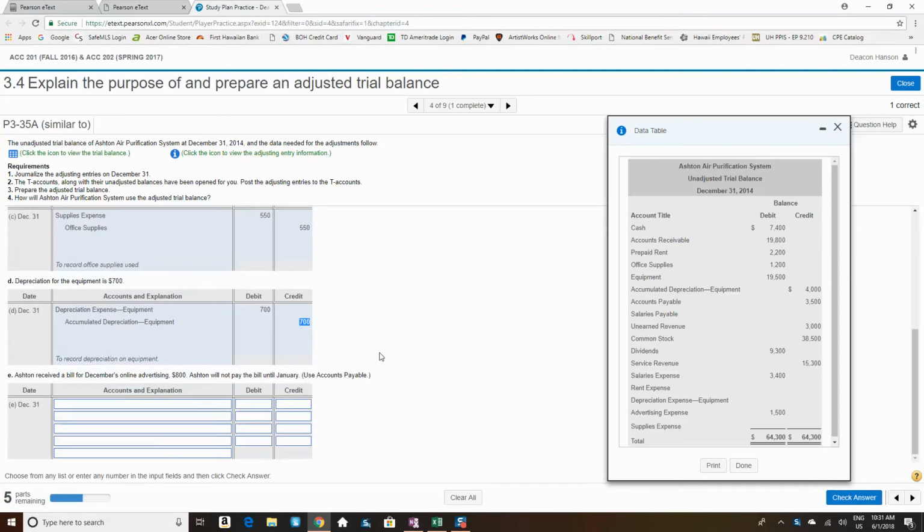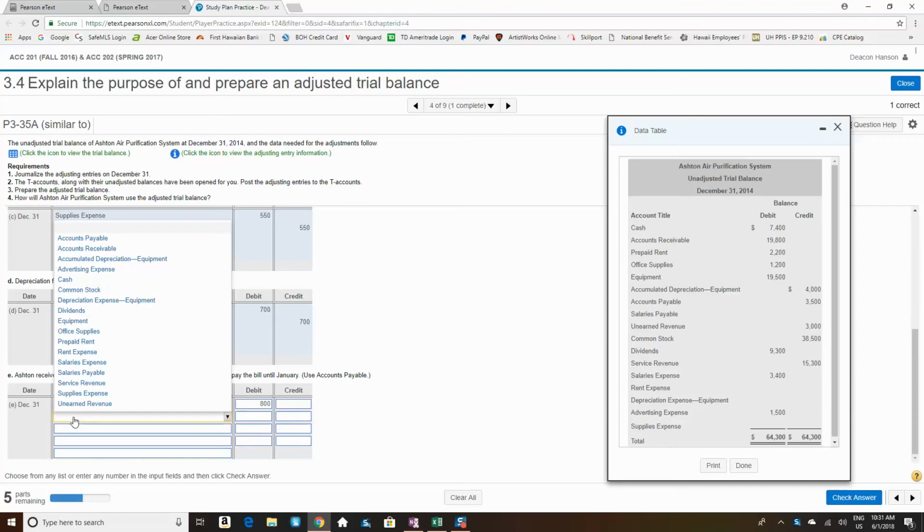Now let's see. Adjusting entry E. Ashton received the bill for December's online advertising, $800. Ashton will not pay the bill until January, and it's telling me to use accounts payable. So what we're doing now is this is an accrued expense, really. You got a bill for an expense for advertising, so now you have advertising expense. That's an income statement account. I increase it by $800 by using a debit. And then they don't want me to use a specific advertising payable. They said just put it into accounts payable.